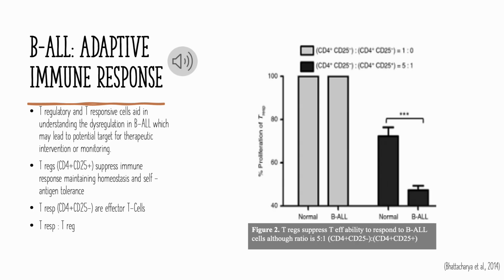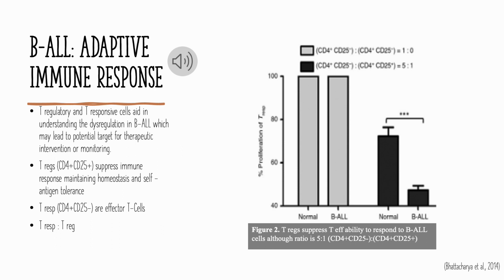B-ALL adaptive immune response. T regulatory and T responder cells aid in understanding the dysregulation in B-ALL, which may lead to potential targets for therapeutic intervention and monitoring. The Tregs, listed as CD4 positive, CD25 positive, suppress immune response, maintaining homeostasis and self-antigen tolerance. T responder cells, listed as CD4 positive, CD25 negative, are the effector T cells.